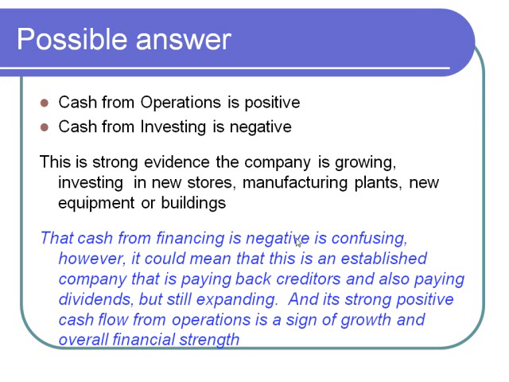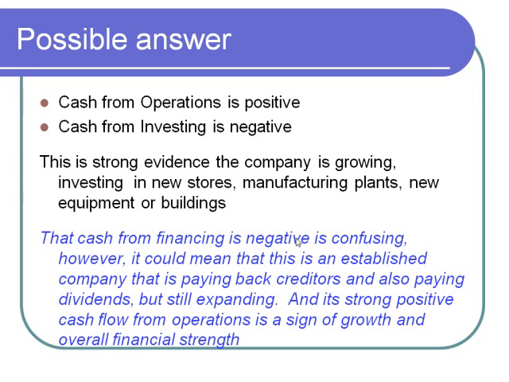So possible answers. Cash from operations, it is true, is positive. Cash from investing is negative. That's a good sign. It means they're buying. This is strong evidence that the company is growing. It's investing in new stores, manufacturing plants, new equipment, or buildings. Now, cash from financing is negative, which is a typically ambiguous statement. You don't have a pattern that quite fits this. So I would say it could mean that it's an established company that is paying back creditors and paying dividends, but it still has enough money through operations to expand.